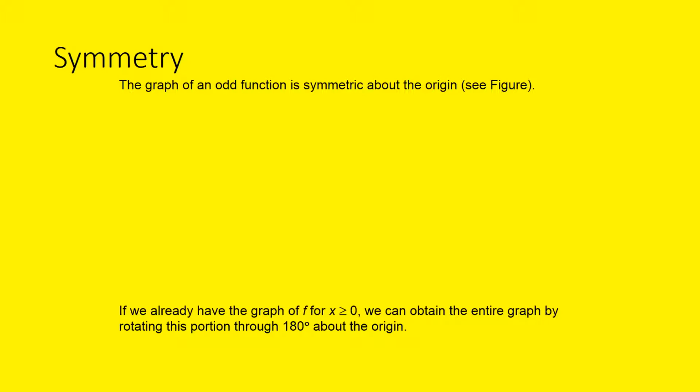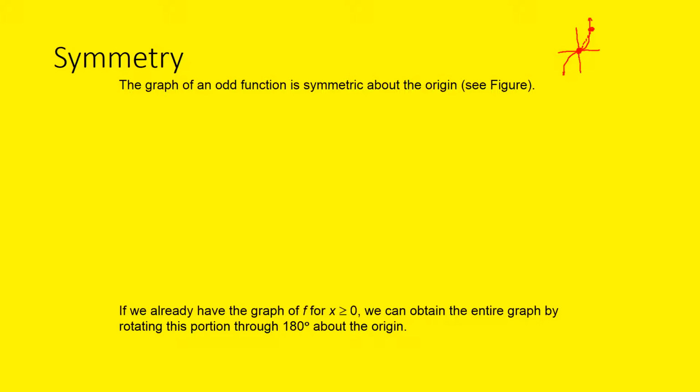What about the symmetry of an odd function? The graph of an odd function is symmetric about the origin. Okay, symmetric about the origin. So in the case of the cubing function, okay, it has origin symmetry, meaning you could take any point on the graph, you could go to the origin, the object of symmetry, so it's point symmetry, not line symmetry for odd functions.